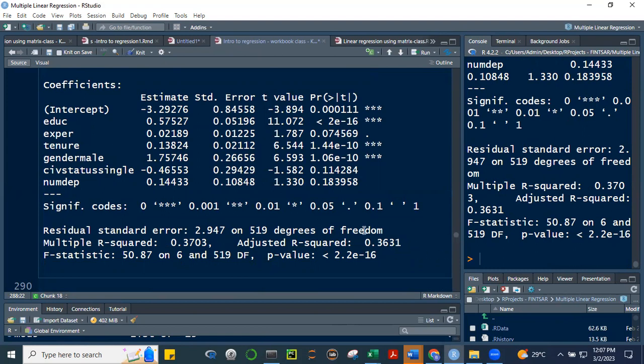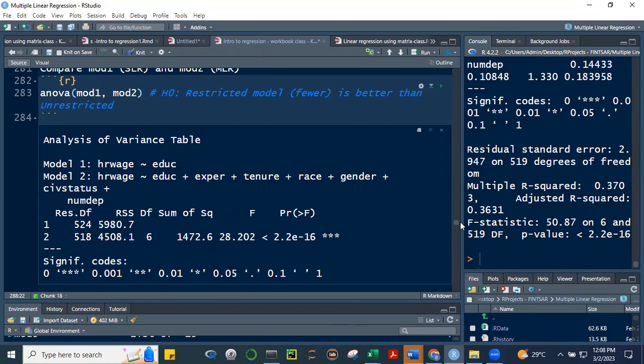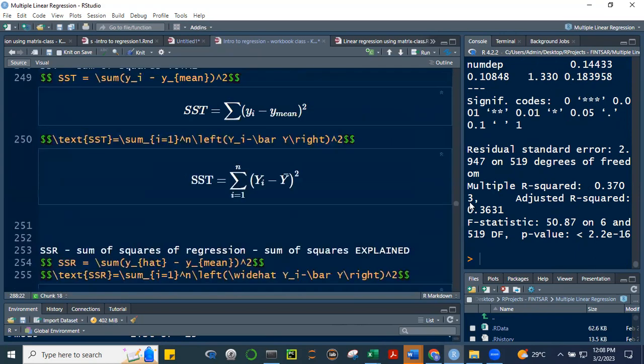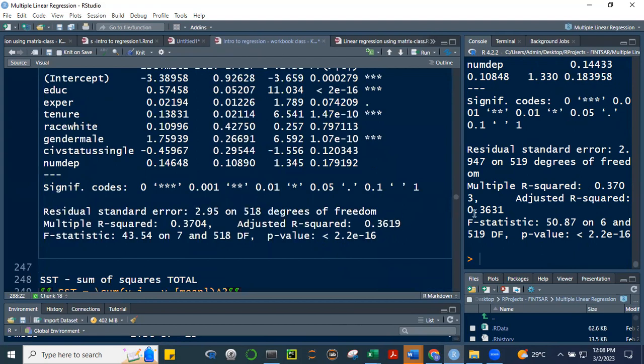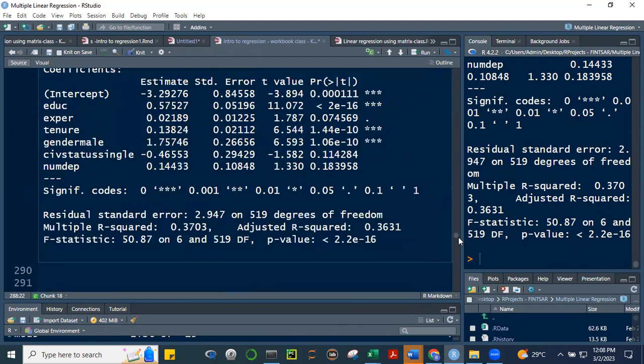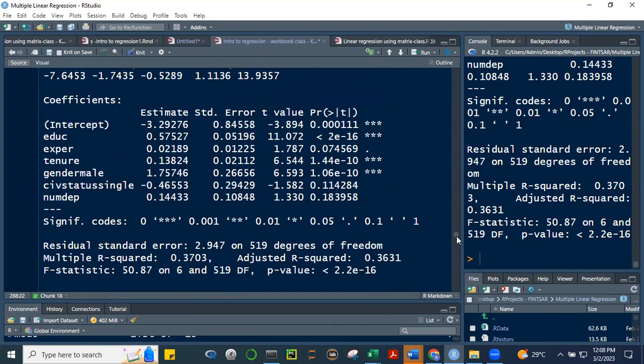Okay. And then, ano nangyari? Intercept still significant, education still significant, tenure significant, gender significant, ang hindi significant si civil status at saka si number of dependents. Alright, nag-increase ba yung R squared? R squared increased kanina, di ba? R squared 3619, adjusted R squared ito 3631. Mas tumaas yung explanatory power nito.